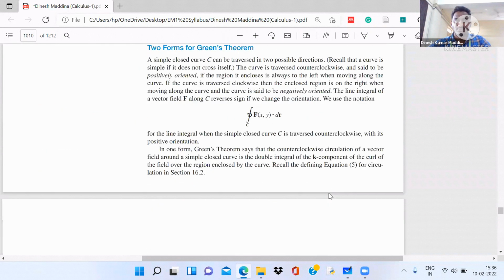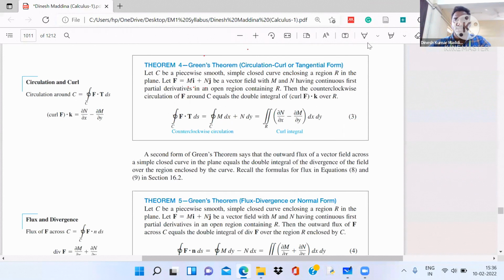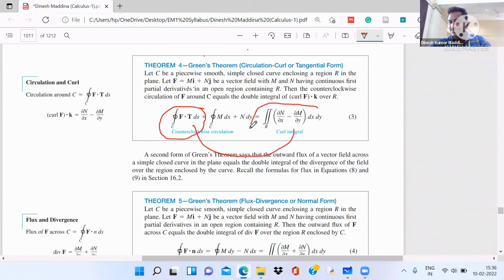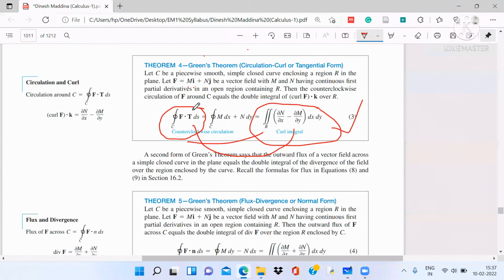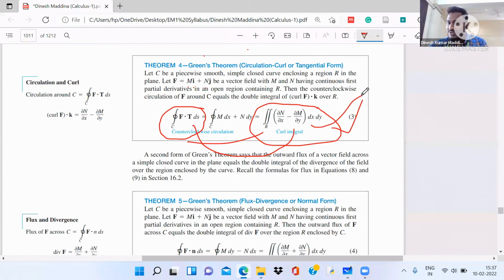Wait, here it was. They are saying find the line integral. But this one and this one are both the same. I will find this one and I will say the line integral value is this. Are you catching my point? They are saying find the line integral. I will find this one value and say it is the line integral, like that I will say. Both are the same only, by using Green's theorem.